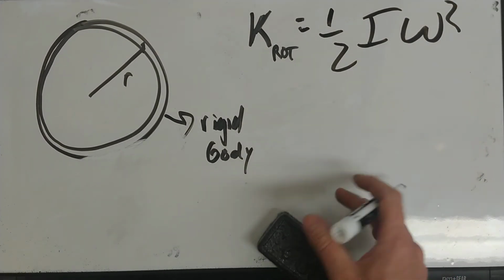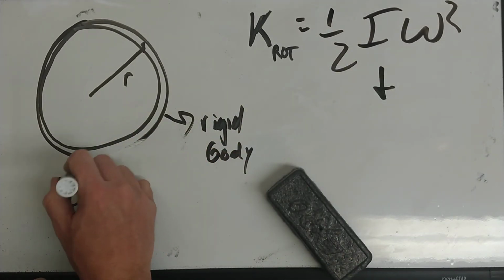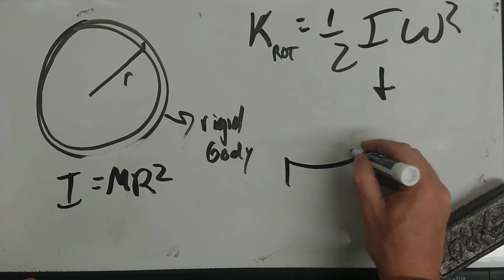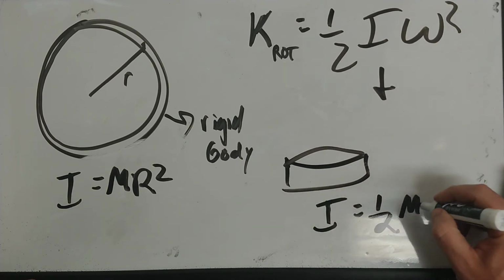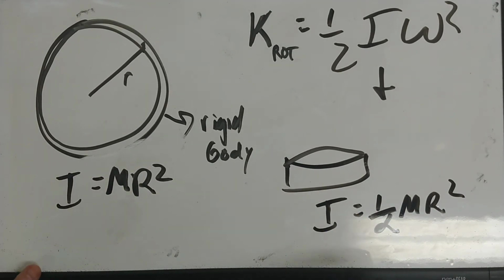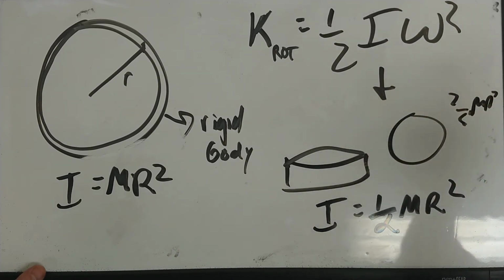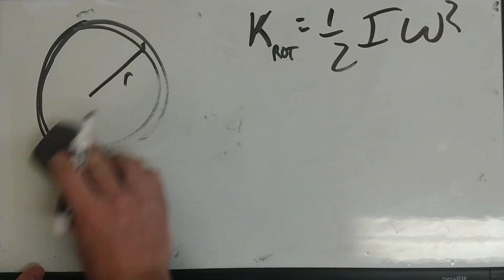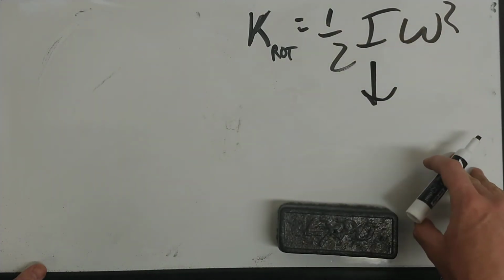And for these I's, we said the hoop equals mr squared, the disk, like a solid disk, is 1/2 mr squared, and a sphere is 2/5 mr squared, and you'll be given those when you need them. So that's a basic equation for rotational kinetic energy. There's some more to do with moments of inertia.